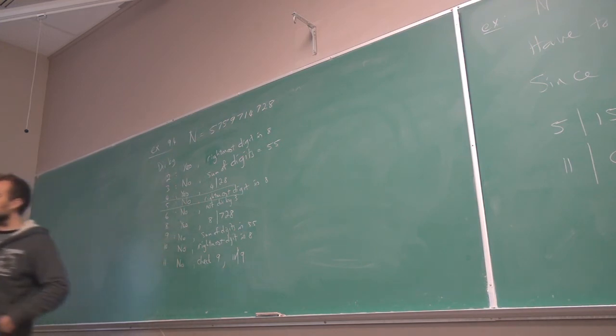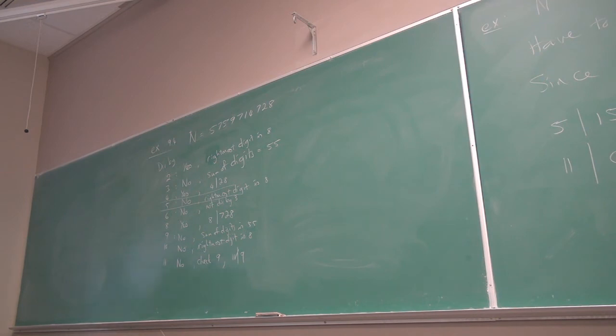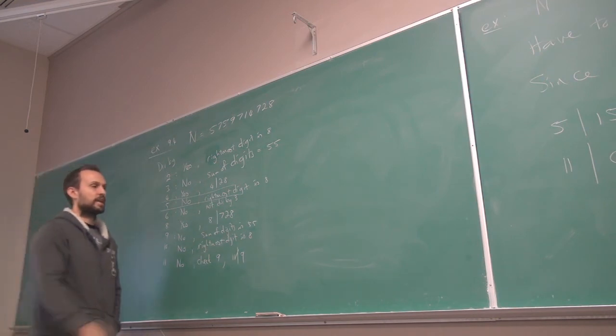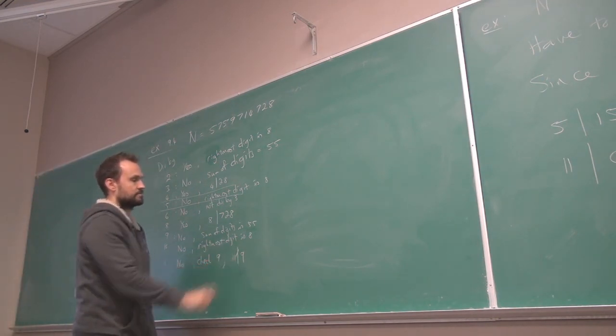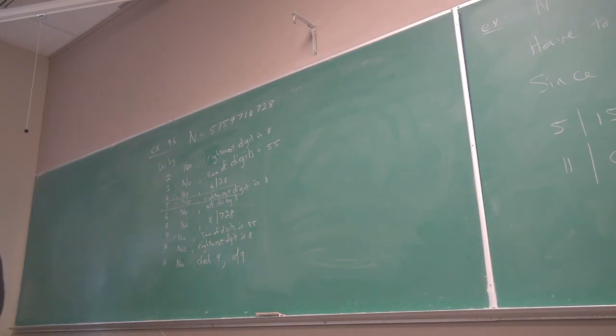So 0 is the only exception that you have to watch out for. Anything else, and it's straightforward. 11 fits into it or not. And the negative doesn't matter. All right, that's not too bad. One was missing.